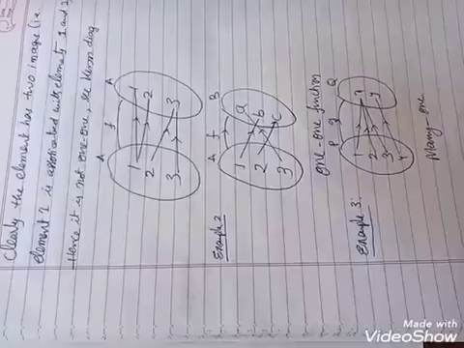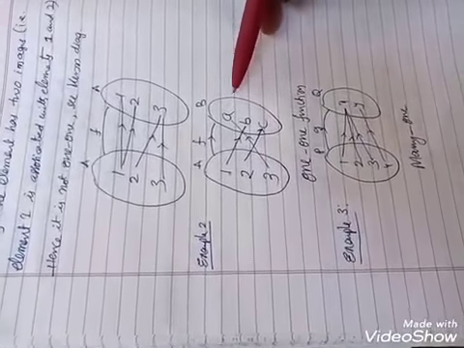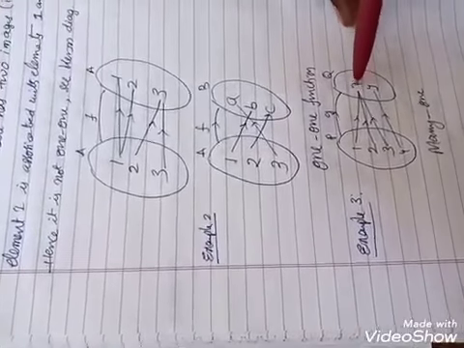If it is a function, there is a secondary case: is it one-one or not? If you observe this one, this is a one-one function. This is a many-one function. This is the case of a one-one function.